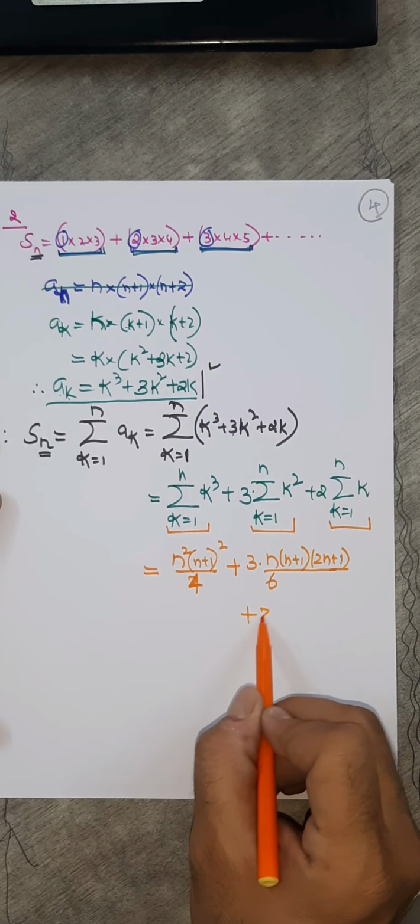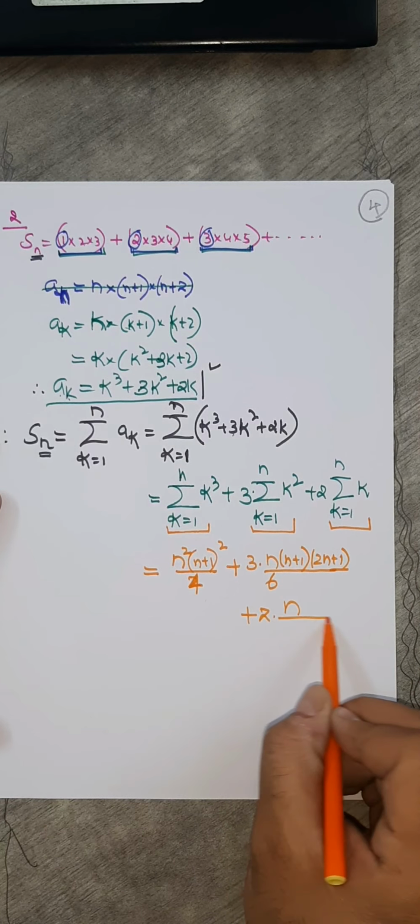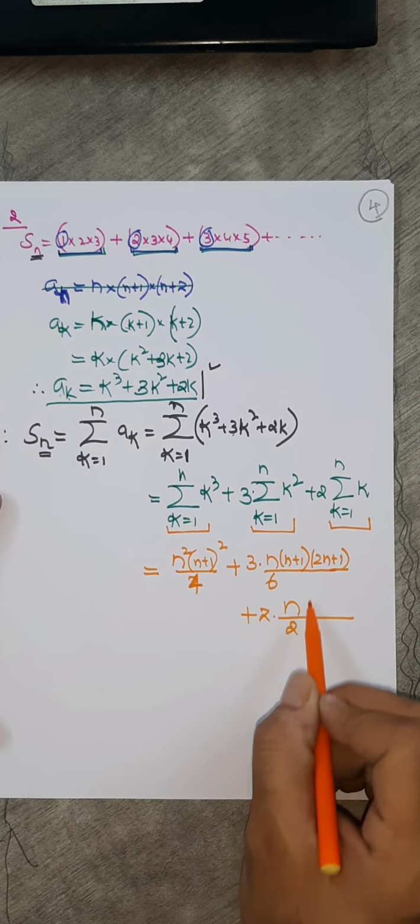Plus here 2 being constant as it is. What is this? This is n by 2 into n plus 1. Clear? Understood? Now what you need to do? Simplification. Simple algebra. First you see what is common.